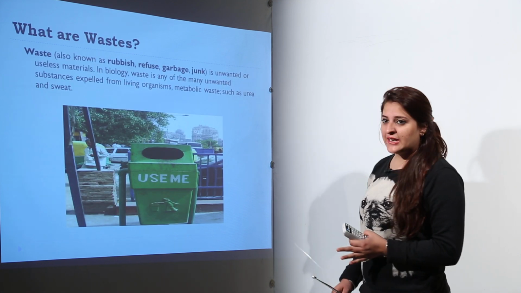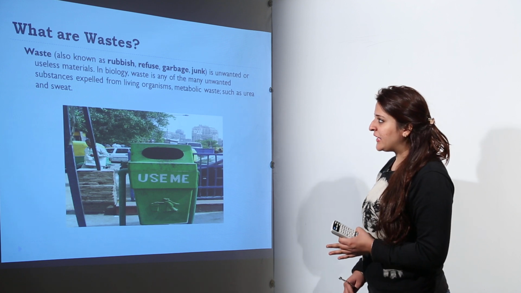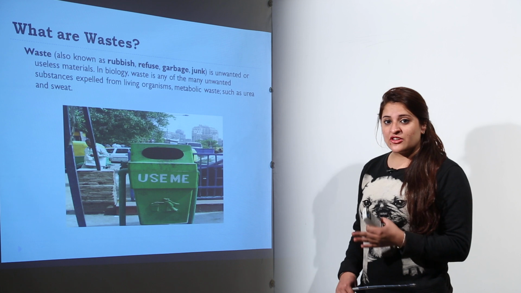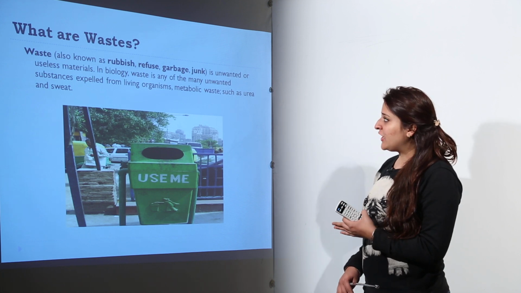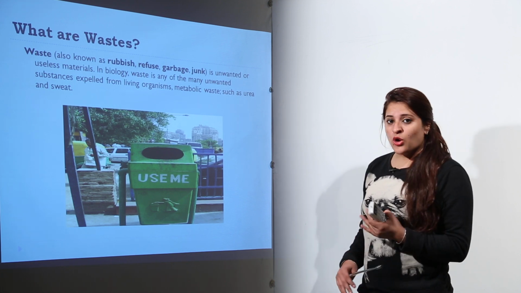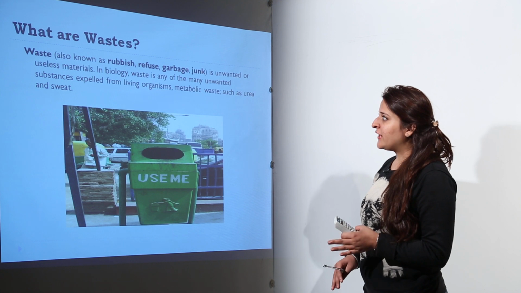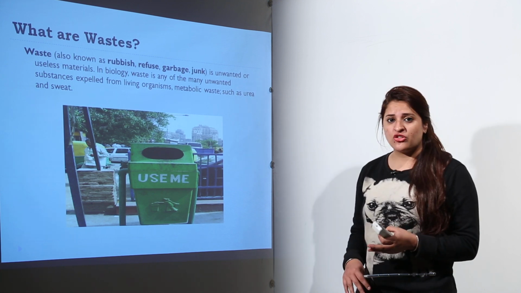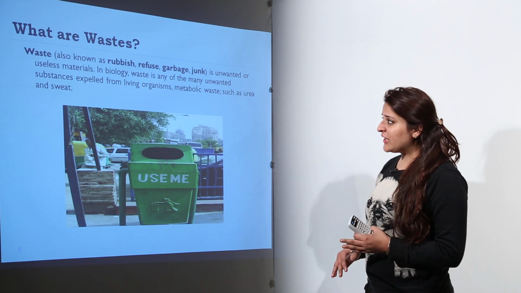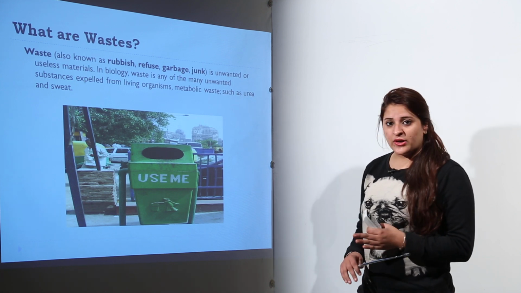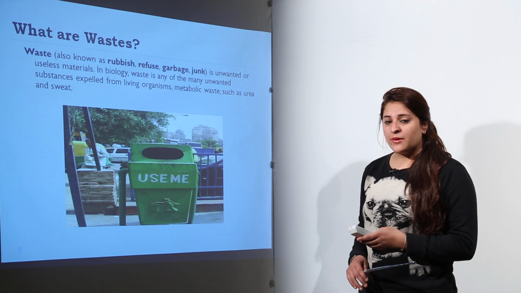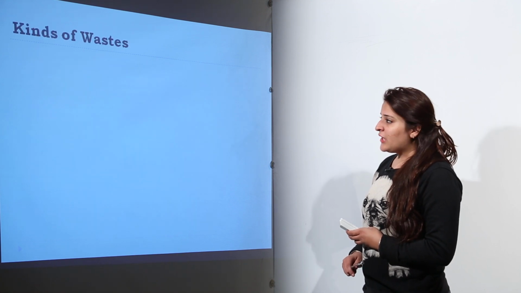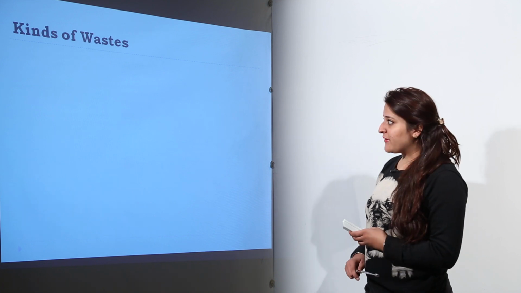Moving on to what waste is. Biologically, this is any unwanted material which is expelled from the activities of living organisms, such as metabolic waste, which includes urea and sweat. In layman's language, we call waste junk, garbage, rubbish, or refuse. But biologically, we call it any unwanted substance which is expelled by the activities of living organisms. Now, what are the different types of waste present?